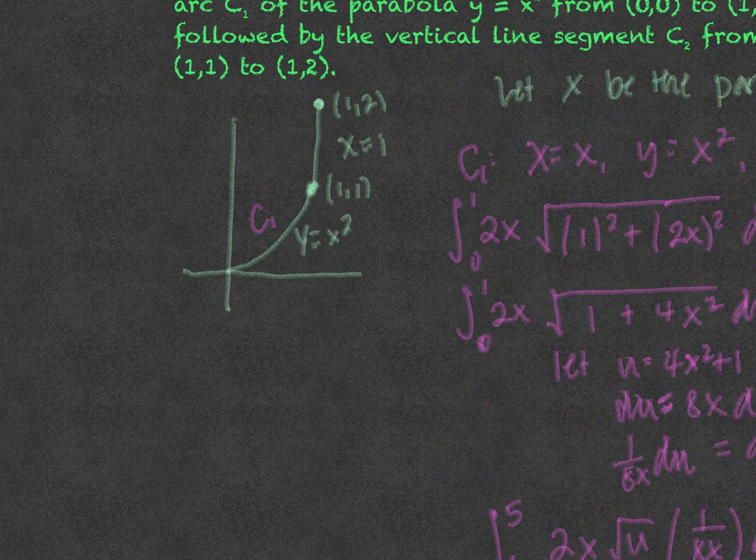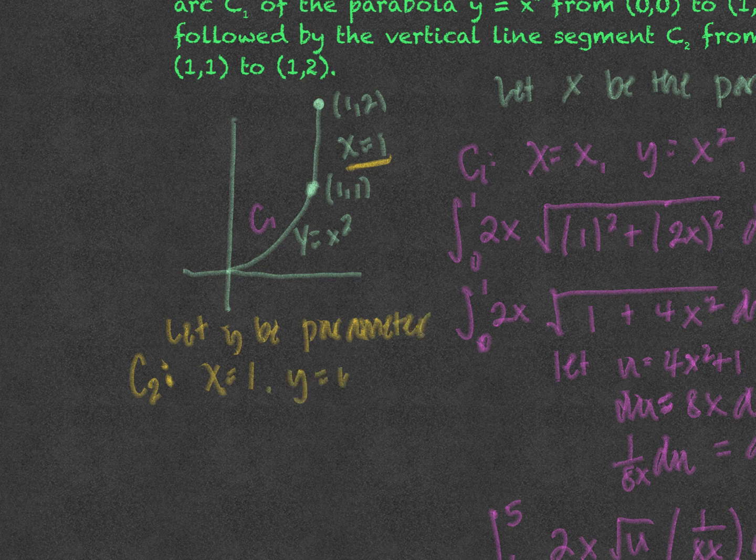When we look at C2, I'm going to come here where we can see the graph. As we look at C2, we're going to let y be the parameter, because we have x equals 1 here. So x equals 1, y equals y, and your y values are bounded between 1 and 2. That means we can write the integral from 1 to 2.